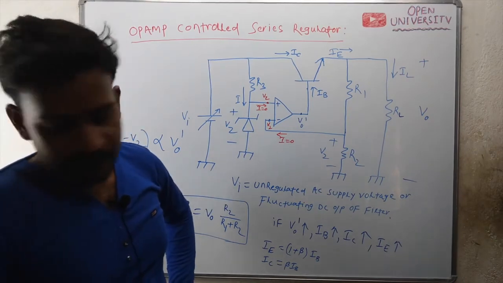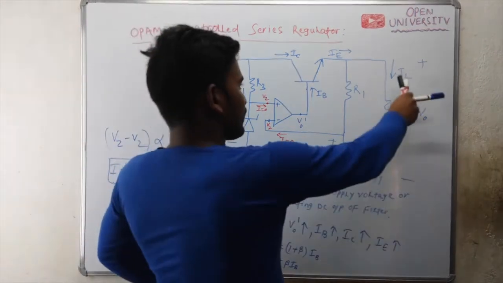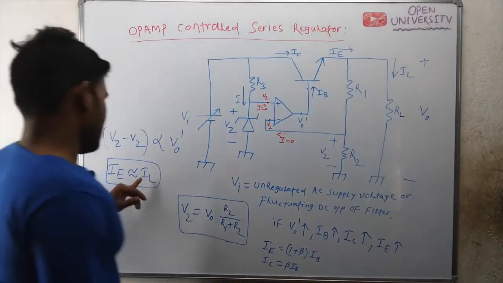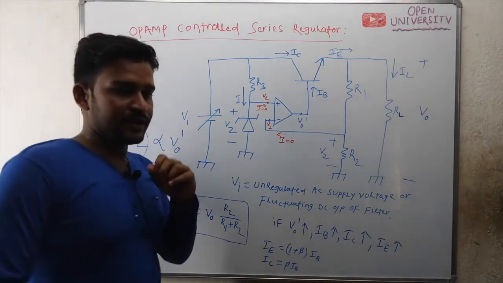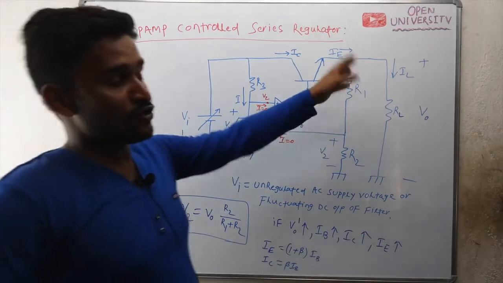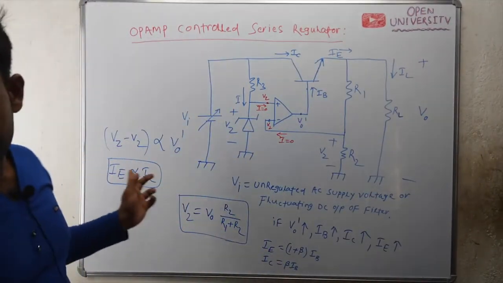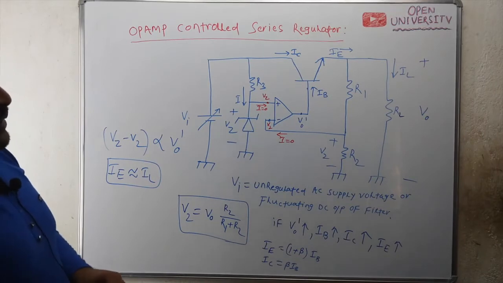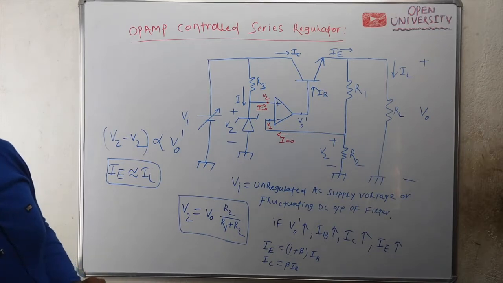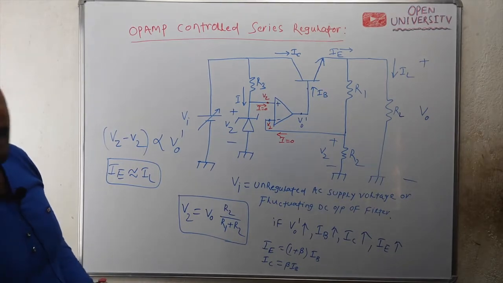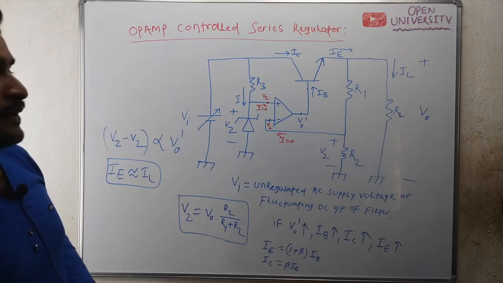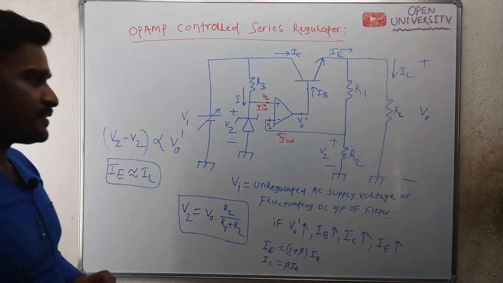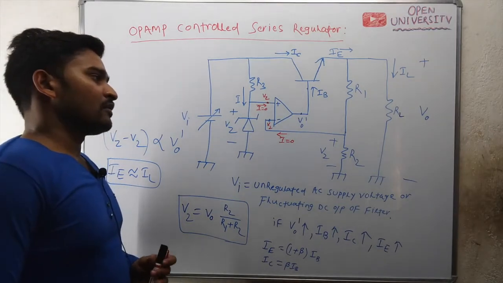Write down the next point. Since load current IL is approximately equal to emitter current IE, the transistor and RL are considered in series. Hence the circuit is called a series regulator.